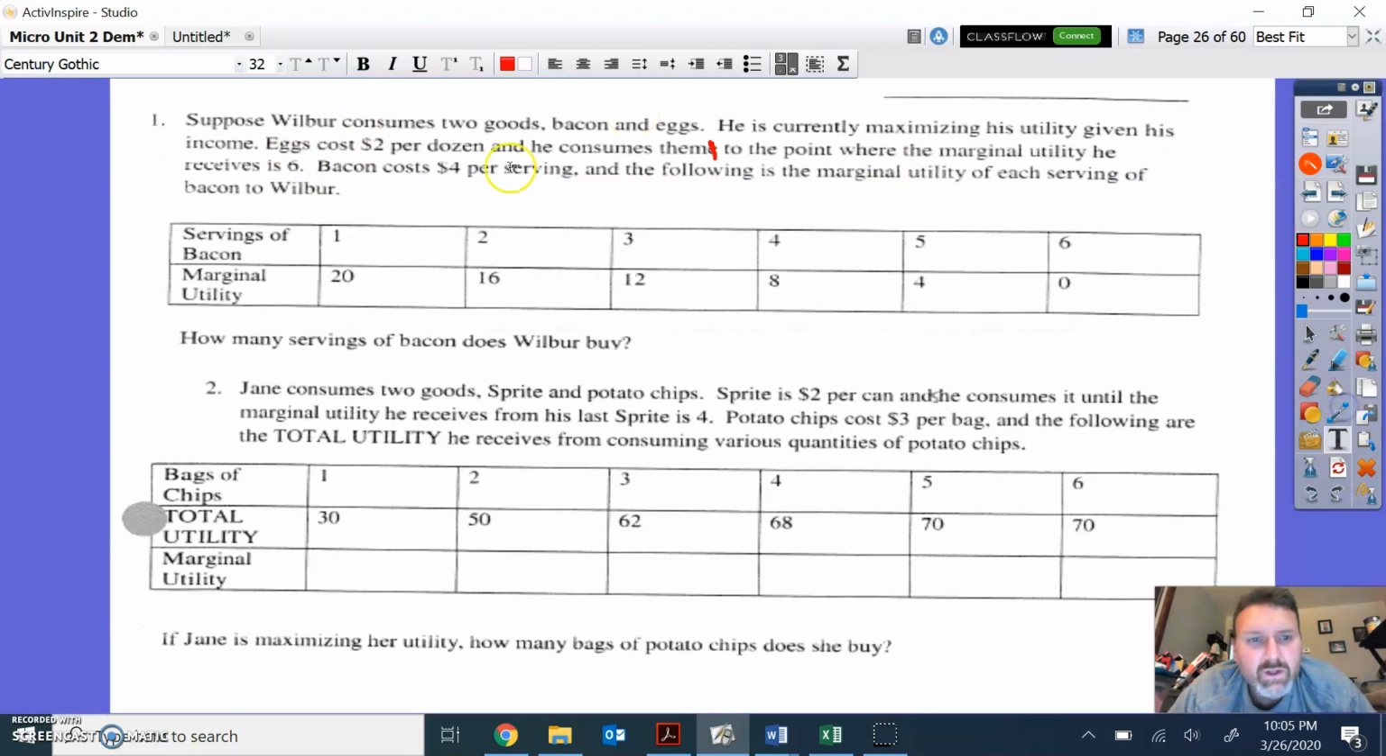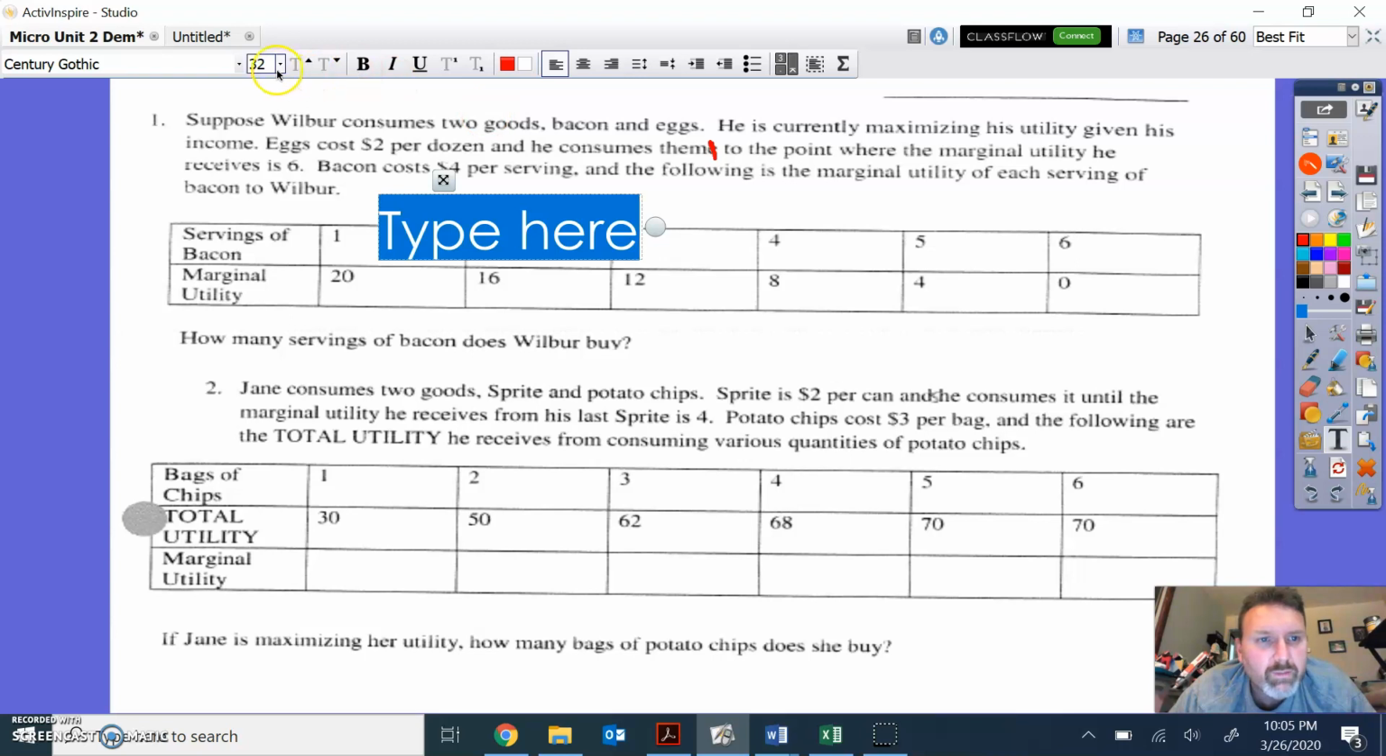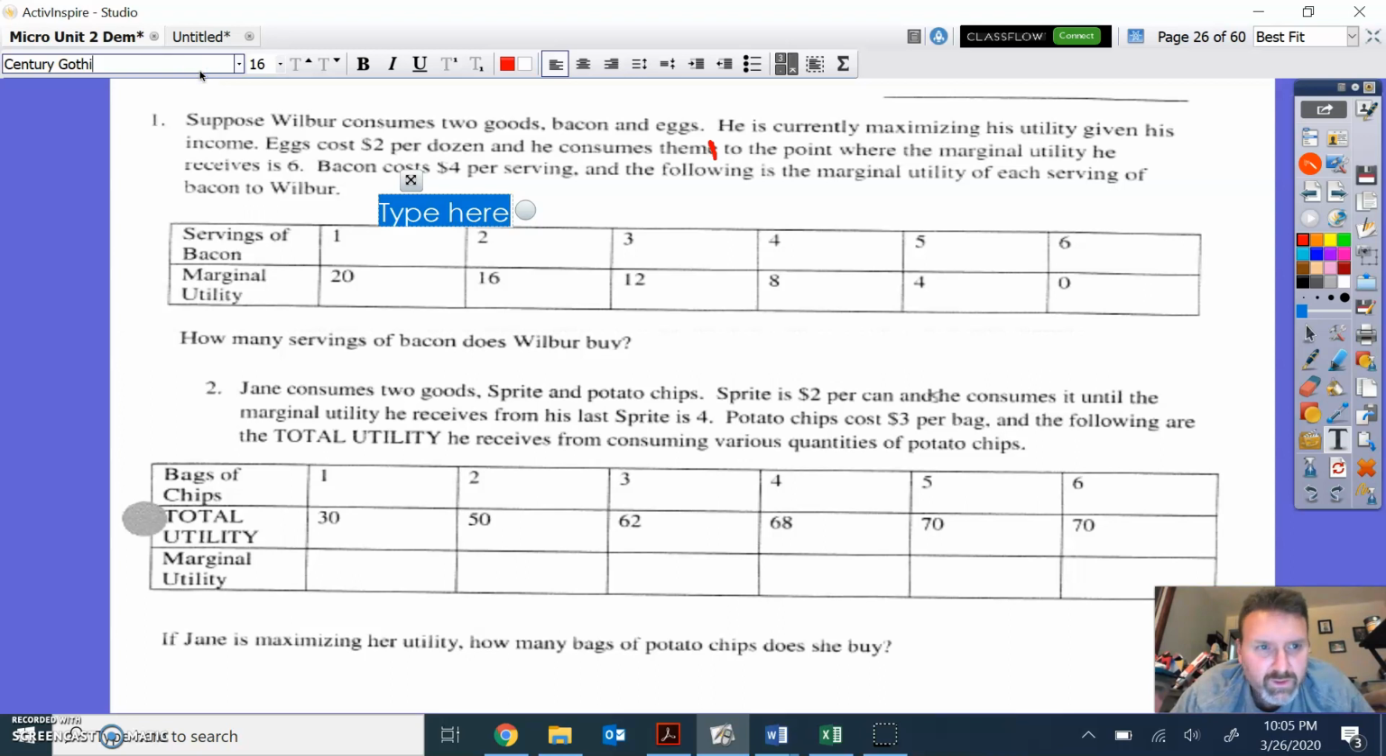So what that means is we know that for, oh Lord, is that big. Let's go down to 16 here. Okay, very good. We know that 6 divided by 2 is 3. So that's the number we're looking for right now. Bacon costs $4 a serving, and the following is marginal utility of each thing. So they're giving you the MU, they're giving you the P, right? So 20 divided by 4, right? And so on and so forth. So I'm going to pause this. You guys can fill out the chart and tell me when you're ready.